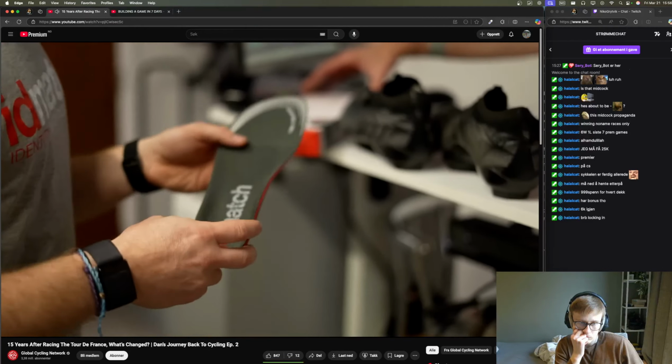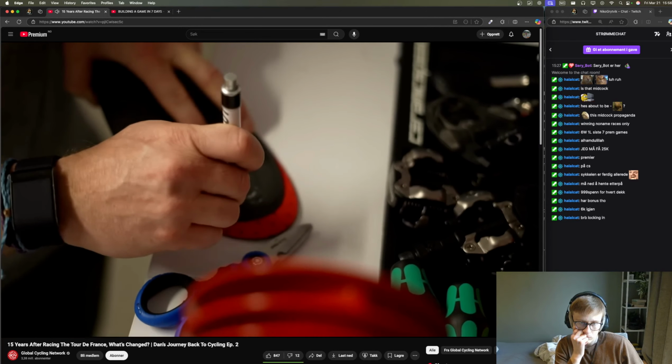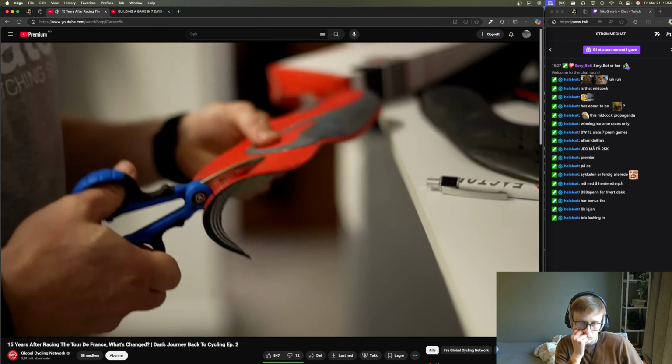So this is a size, obviously. XL2 means that you need a length based on your arch, which is XL, so it's our size matching, and also a 2, which means you need a medium arch to support your arch.